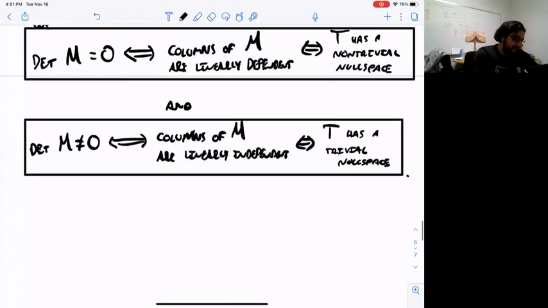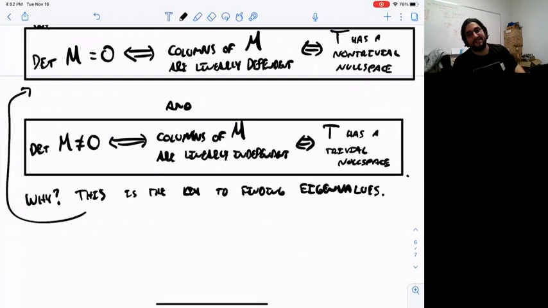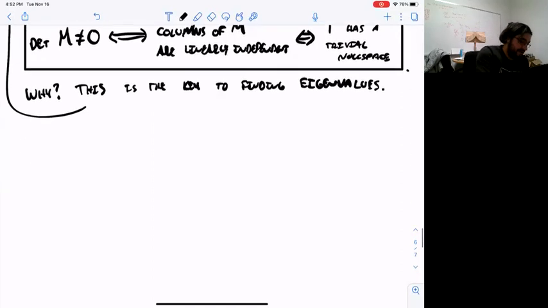So why are we doing all of this? Maybe I'll just mention this bit of theory right here, especially the top connection, right? This top little chain of equivalencies is the key to finding eigenvalues, which we will soon see are phenomenally useful for lots of things. So this is the theoretical basis for how we're going to find eigenvalues. Before we do that, let's just look at one example here.